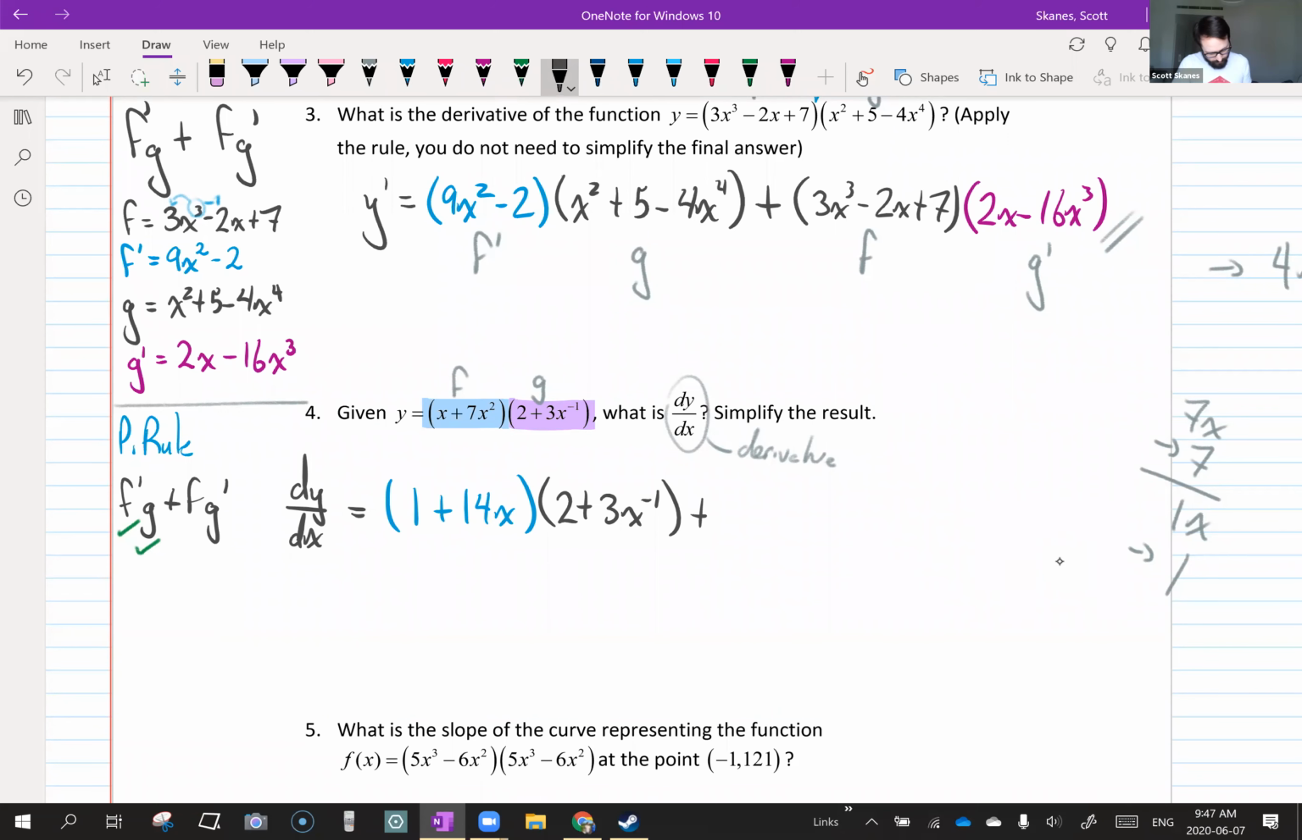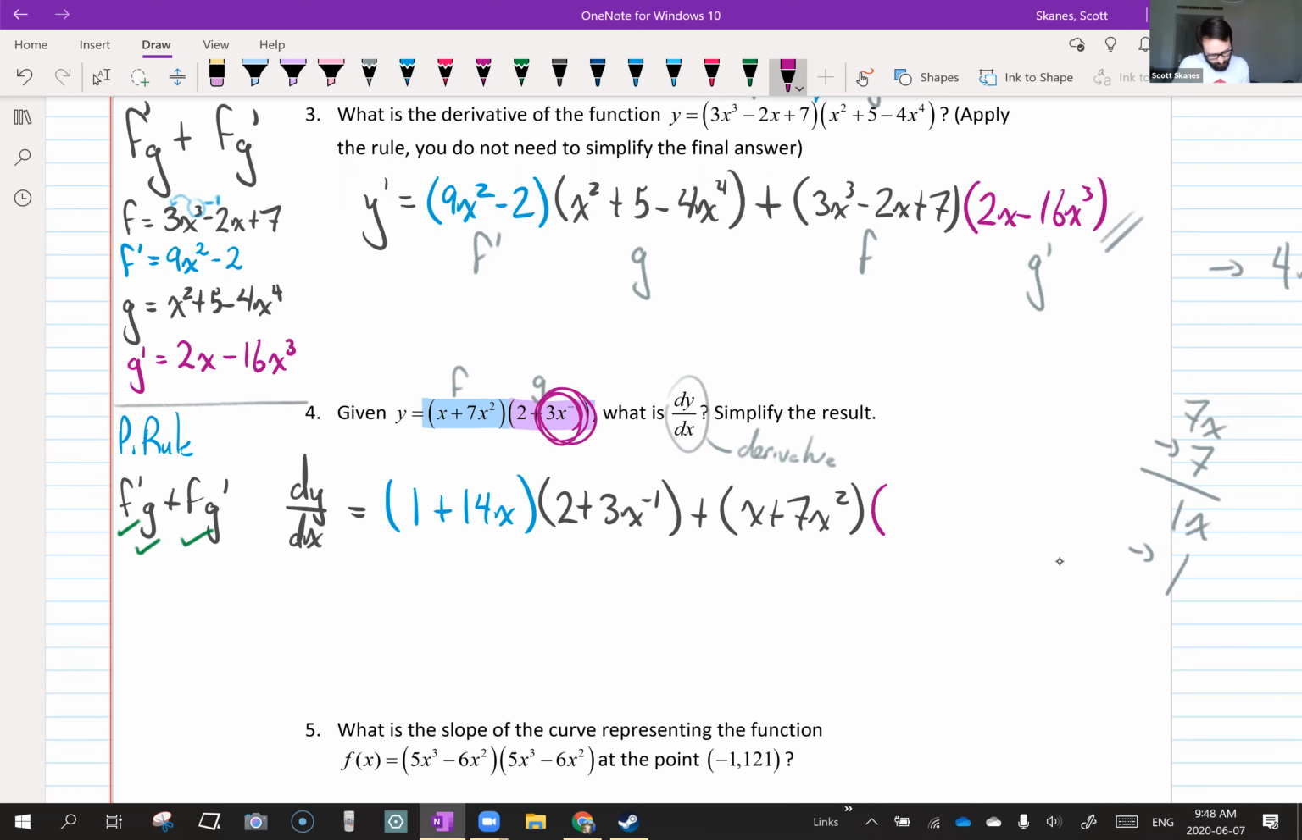Plus, now I need to rewrite f. Okay, I rewrote f. Now that's done. Now I need g prime. G prime I haven't done yet. This one I need to do as we work through it. So the derivative of 2 is 0. I'm not going to write it.